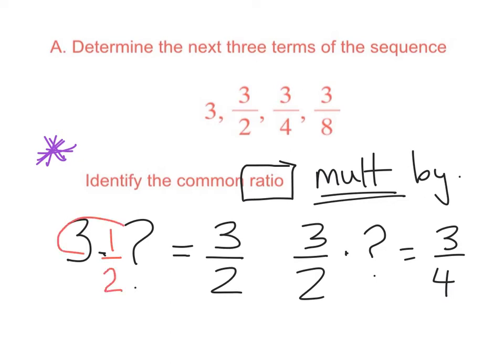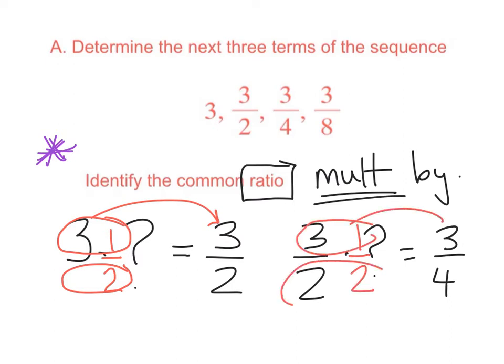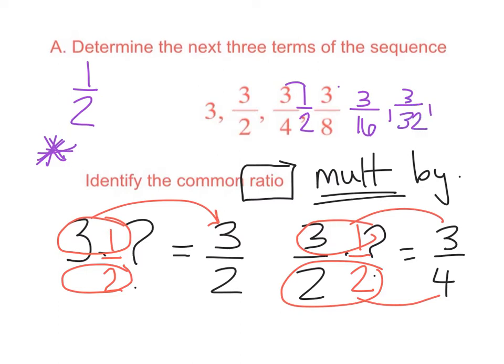And let's see if that works. On the top I get 3, on the bottom I get 2, and that's what I wanted. Now does that ratio of multiplying by 1/2 work for the next term? Well, on the top I get 3, that's what I want. On the bottom I get 4, that's what I want. So I think I've got it. Let's test it in the next step. If I multiply by 1/2, I get 3, and then I get 8. So it looks like it works. So I'm going to say my common ratio is times 1/2. And if I keep multiplying times 1/2, what would my next term be? 3/16, then 3/32, and then 3/64.